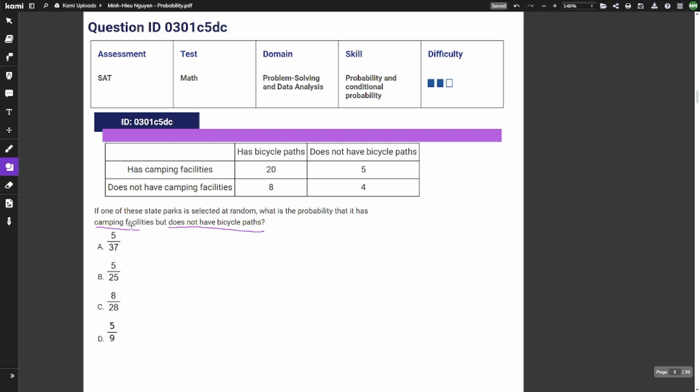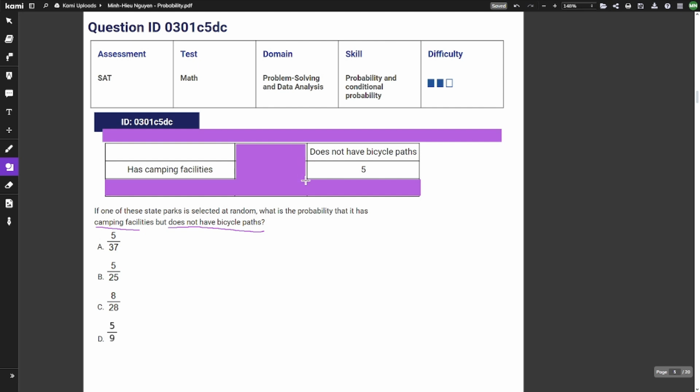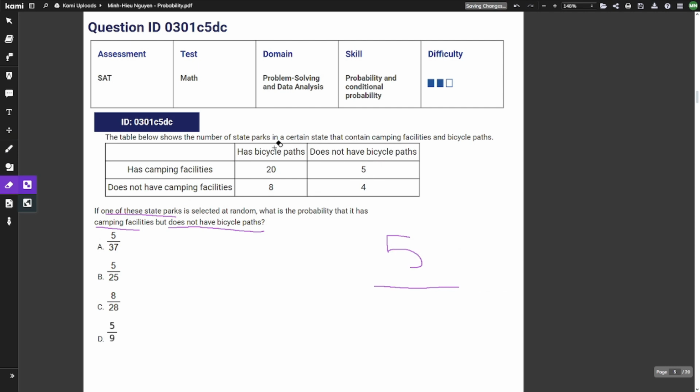It needs to have camping facilities, so this bottom row we don't care about. And it does not have bicycle paths, so this first column we also don't care about. We're left with the number 5, so that's going to be our number on top. Now our total, it just says one of these state parks, so that basically means it includes all of these, regardless of whether it has camping facilities or bike paths. So all we have to do is add all these numbers up. 8 plus 4 is 12, plus 20 is 32, plus 5 is 37. Our fraction is 5 over 37, so our answer is A.